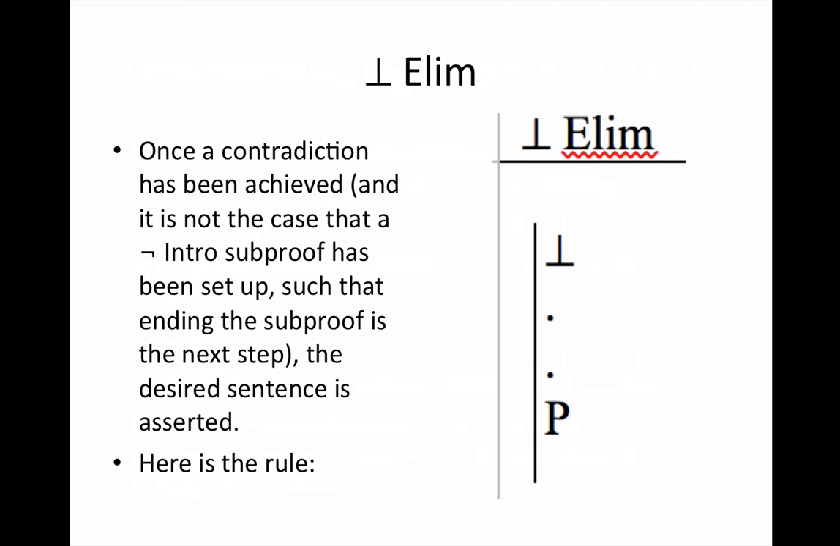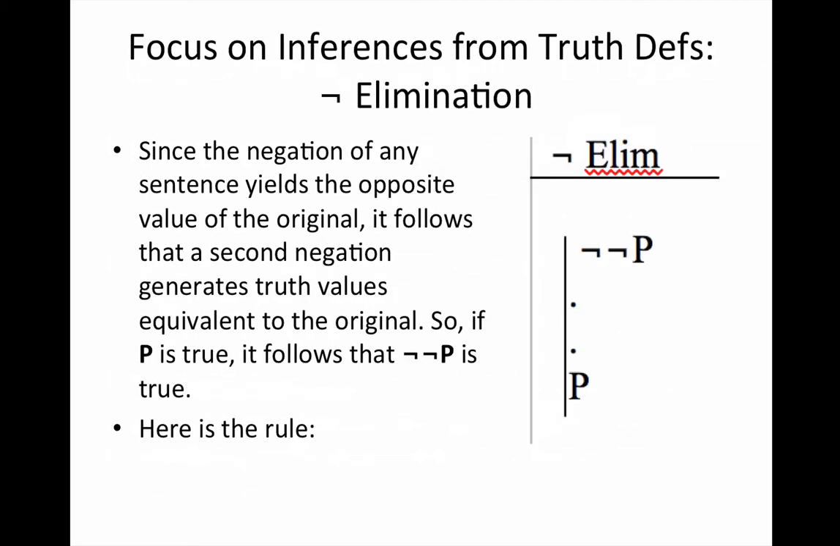Here's what the rule looks like. When you generate a contradiction, you stay in the same sequence where the contradiction is asserted, and you assert after that contradiction P, whatever that sentence is. It's going to be a sentence that either concludes the proof, or it's going to be a sentence that gets you closer to that conclusion.